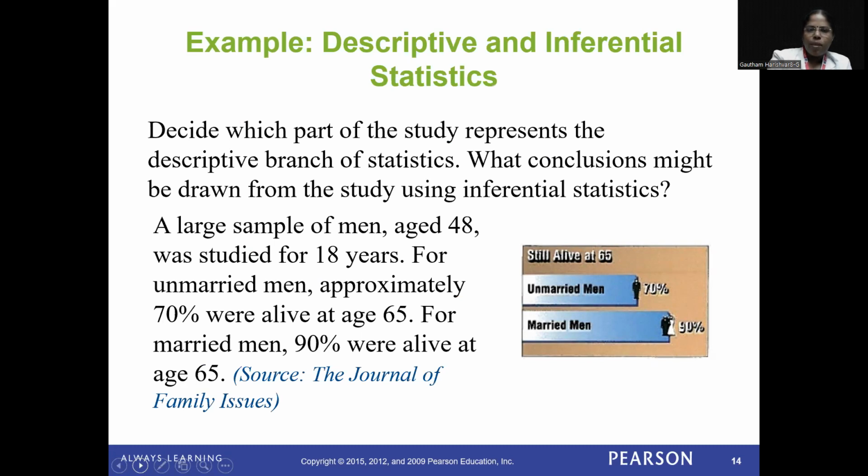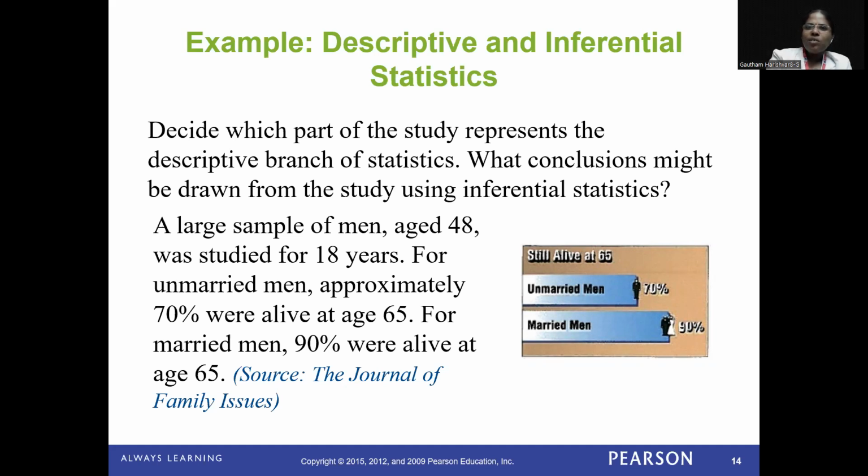which tells you the difference between descriptive and inferential statistics. Decide which part of the study represents the descriptive branch of statistics. What conclusion might be drawn from the study using inferential statistics? A large sample of men age 48 was studied for 18 years. For unmarried men, approximately 70% were alive at age 65. For married men, 90% were alive at age 65. See the difference between unmarried men and married men.